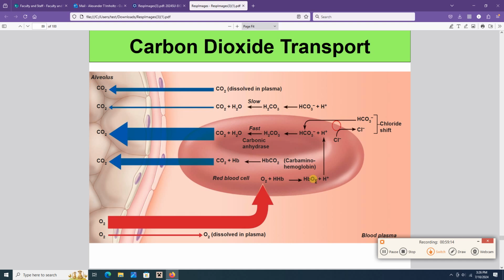Meanwhile, that was 70%. 20% of your CO2 was part of carbaminohemoglobin. Hemoglobin lets go of CO2. Then the CO2 diffuses. The dissolved CO2, of course, will diffuse as well. And hey, we can see what oxygen is doing here as well on both pages.